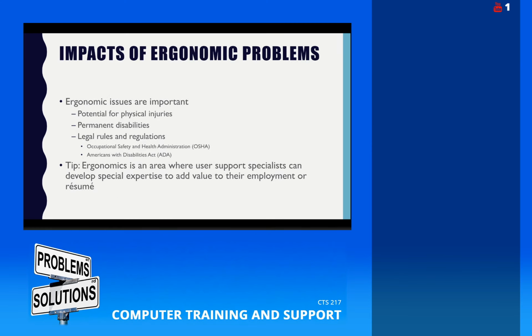Because of these reasons, potential for physical injuries, even permanent disabilities, and also legal rules and regulations. We're required to keep a safe and healthy workplace. That's what OSHA is all about. And if the employee says, I need this in order to be able to work in a way that keeps me healthy, I need this trackball mouse in order to prevent me from getting carpal tunnel, we have to be able to understand that and provide that.